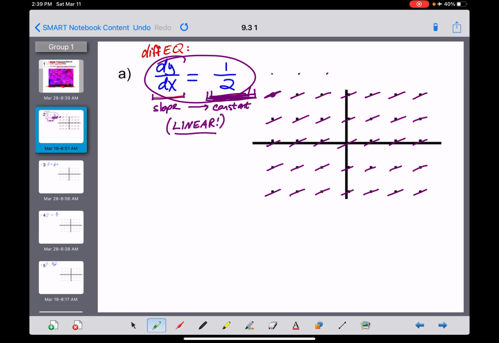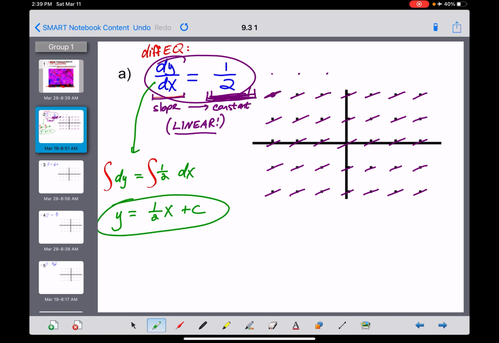What I'm going to do, guys, is actually separate my variables here and get dy equals 1/2, and then I'll move the dx to the end here, and I'm going to actually go ahead and try to solve this differential equation, which I think I can do. The antiderivative of 1 with respect to y is y, and the antiderivative of 1/2 with respect to x is 1/2 x plus c. Now, that's as much as we can do. That is our general solution. And as I think you guys can tell, there's an infinite number of functions there that meet that format.